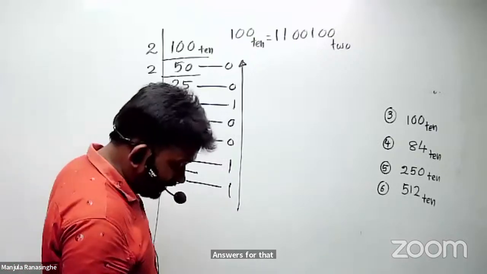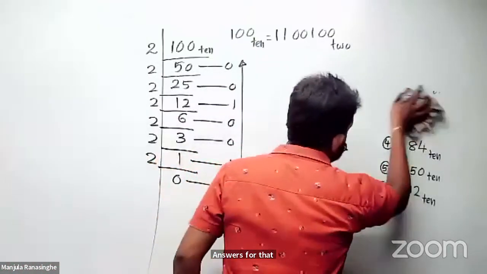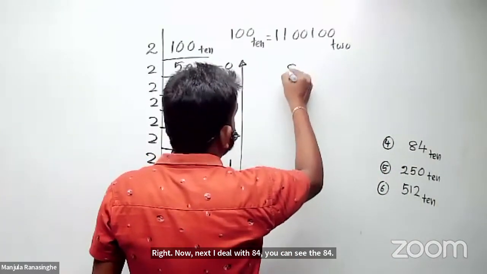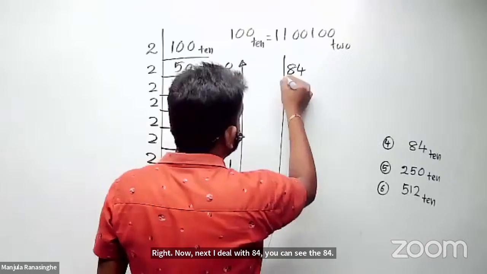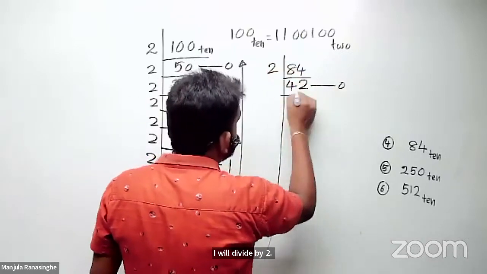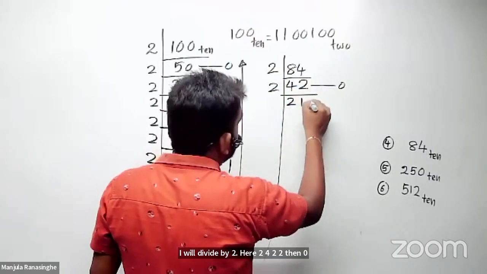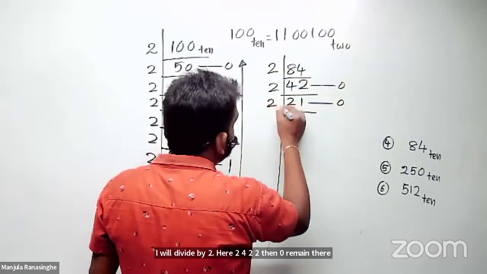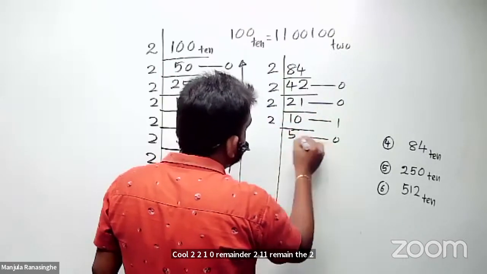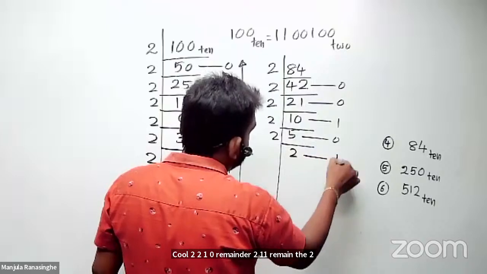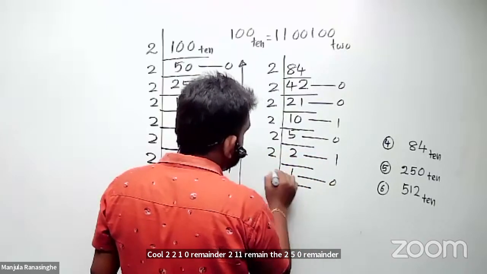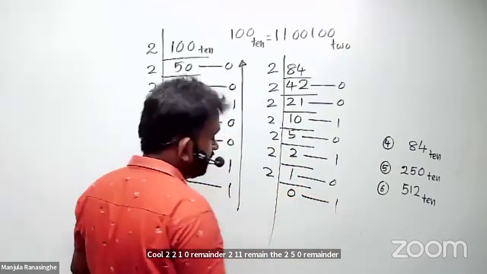Right. Now, next I deal with 84. You can see the 84. 84 divide by 2. Here 2, 4, 2, 2. Then 0 remainder. 2, 2, 2, 1. 0 remainder. 2, 10, 1 remainder. 2, 5, 0 remainder. 2, 2, 1 remainder, 2, 1, 0 remainder, 2, 0, 1 remainder.